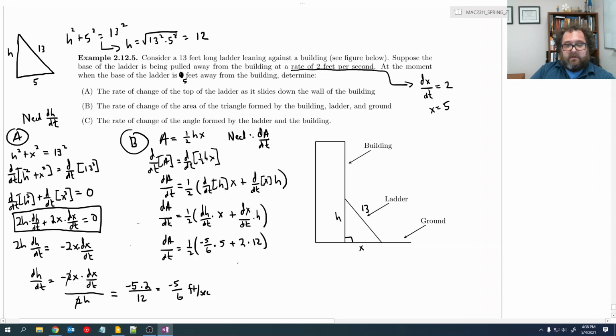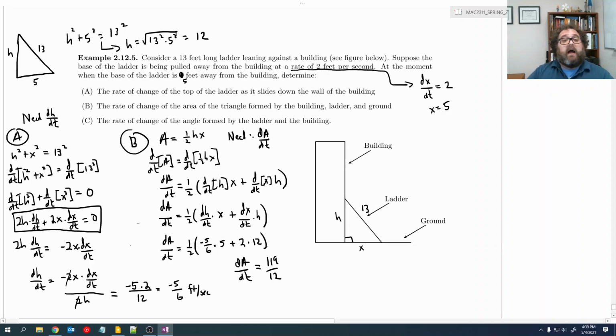So we get dA/dt is, okay, I'm going to use a calculator to do this. That's -25/6 plus 2 times 12 is 24, divided by 2. And we get 119/12 if I type that into my calculator correctly. Let me double check. Negative 25 over 6, yeah, plus 24, yeah, divided by 2.